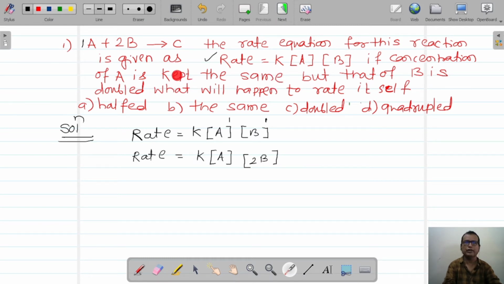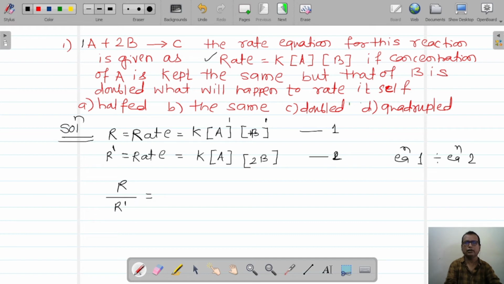The concentration of A is kept the same, that of B is doubled. I am giving double concentration to B. And then what happens to the rate itself? Yes, we are going towards our point. This rate is known as R. Denote this rate as R dash. Equation number 1, equation number 2. This R divided by R dash, which is our part. That is equation 1 divided by equation 2.